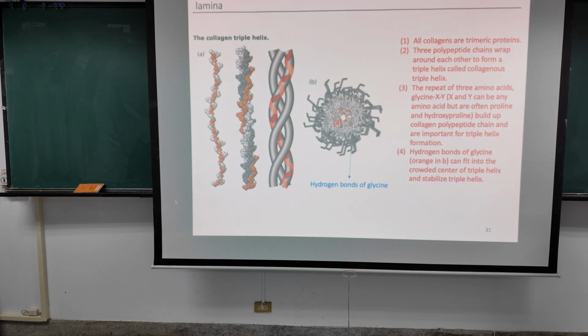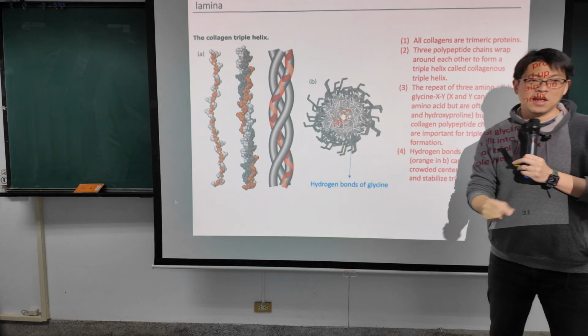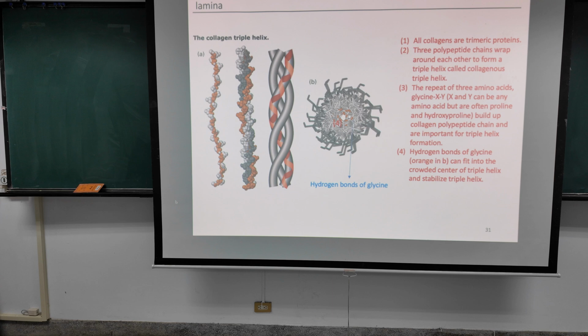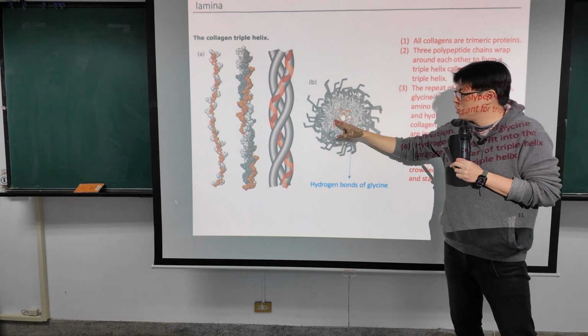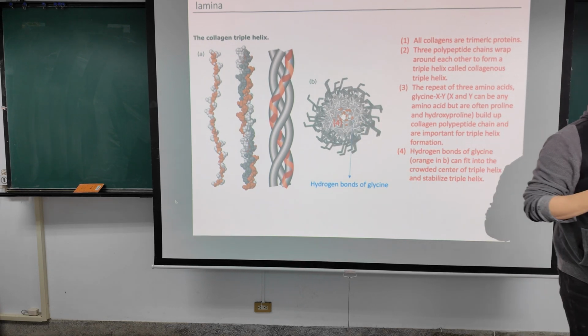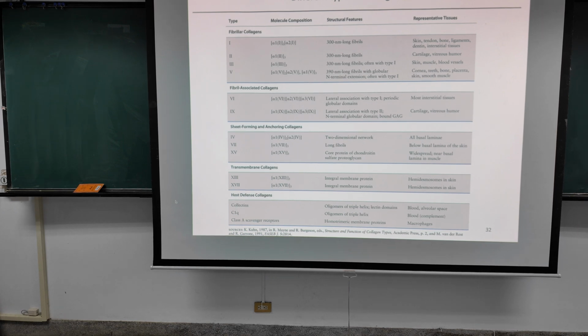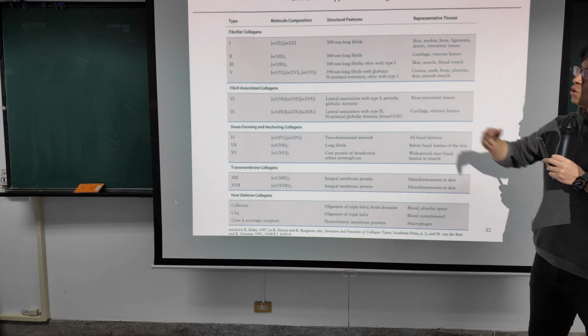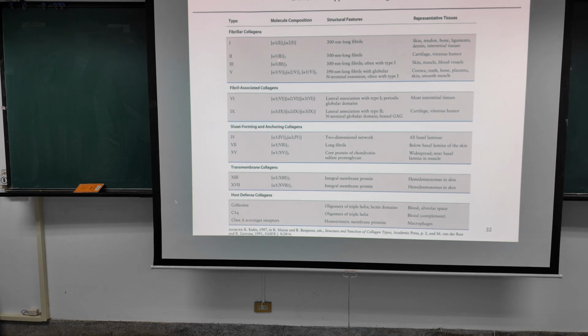So they usually arrange the glycine in the center because it has the smallest side chain, just a proton. They put the glycine, which has the smallest side chain, in the core region. Then you see X, Y outside, glycine, X, Y, glycine. And collagen is a trimer. So you will see different collagens have either two alpha one and one alpha two, or three alpha one.